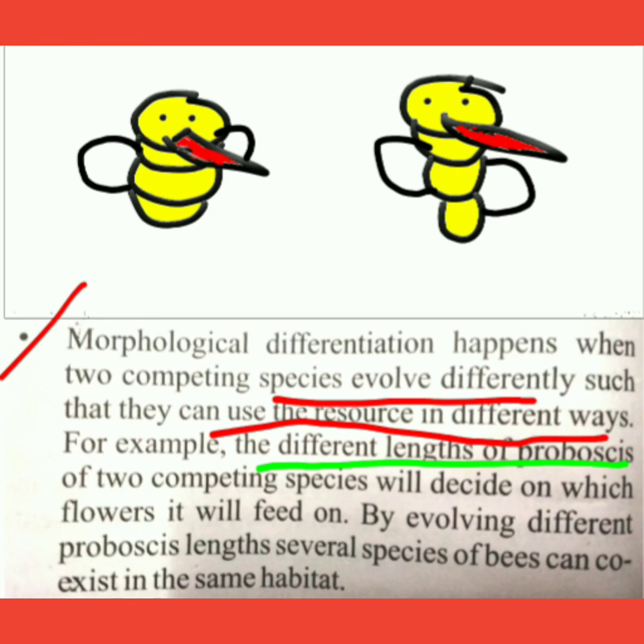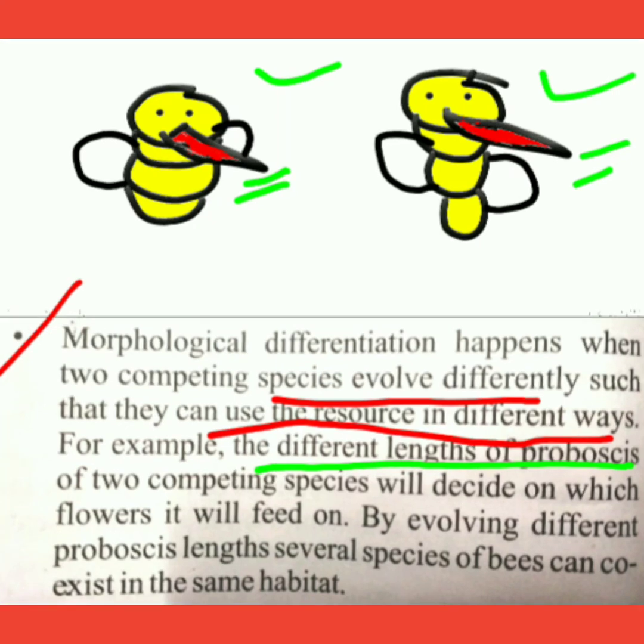So here are two species of bees, and they evolve their mouth parts in such a way that their length is different, so that they can feed on different flowers. So, feeding on different flowers, they can coexist in the same habitat.